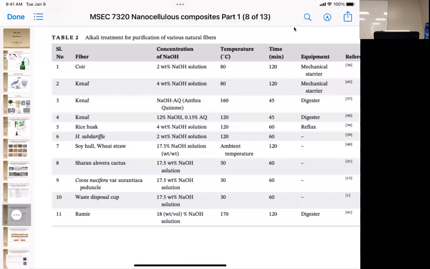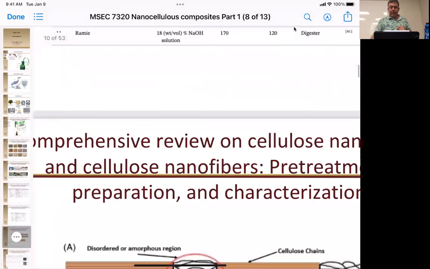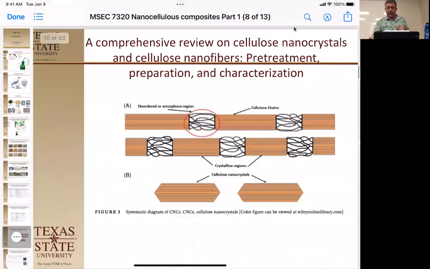Separation. And notice they have also equipment to help. Mechanical stirring just gives it a little bit of shear. It's a low shear system. A digester typically does a high shear mixing. And this one at reflux is like, that's a lot of base heating at 120 degrees. Oh, yeah. So, okay, let's take a look at really the difference here.